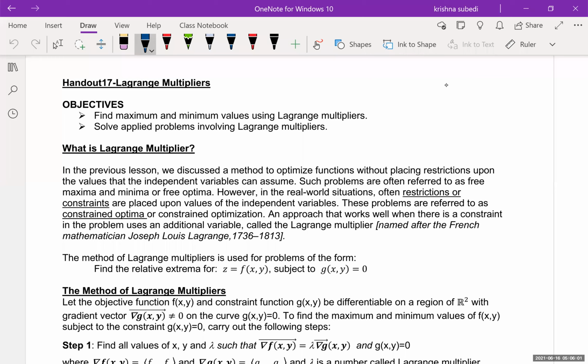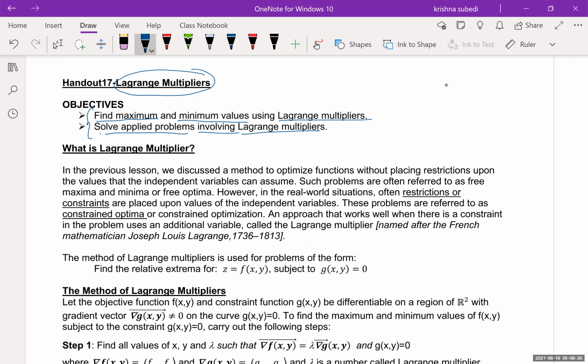The topic for this lesson is Lagrange multiplier. So we have two objectives, two goals. By the end of this lesson, you'll be able to find maximum and minimum values using Lagrange multiplier, and you'll be able to solve applied problems involving Lagrange multipliers. Okay. Now, first of all, what is Lagrange multiplier?